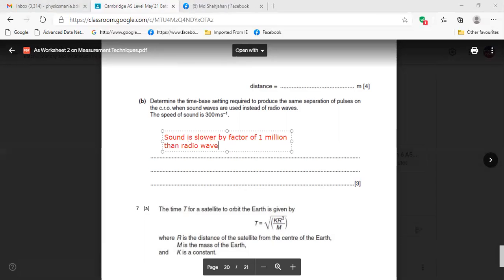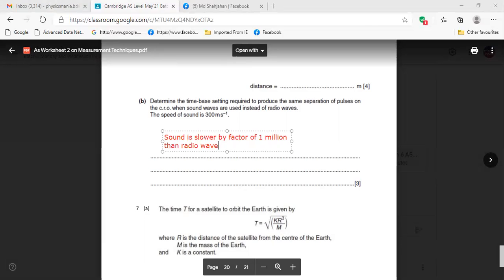So for radio wave, you got the time-base setting 0.2 microsecond, right? Yes, sir. 0.2 microsecond per centimeter. Now, micro means 1 millionth, right? Yes, sir. So for sound wave, the time-base setting should be 0.2 second. Yes, sir. It will be 0.2 second because for sound it is taking more time, isn't it?